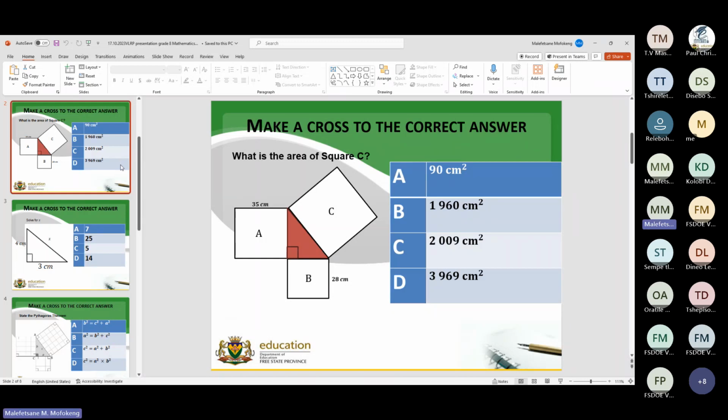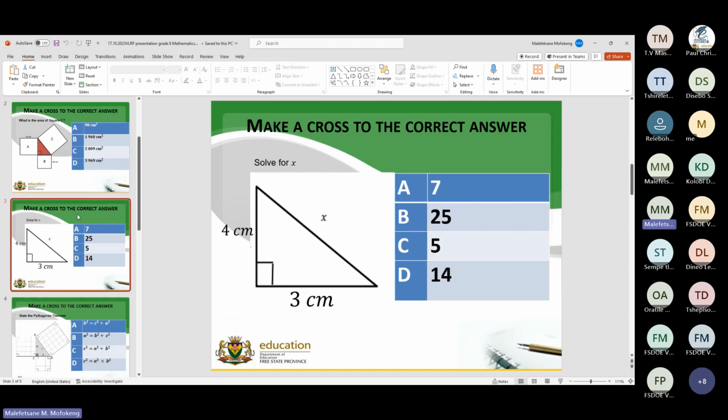You can see our centimeters are still squared. Let's go to number 2. Make a cross on the correct answer. Here is our figure. We have to solve for x. The x is our side which is opposite to the 90 degrees in that triangle.